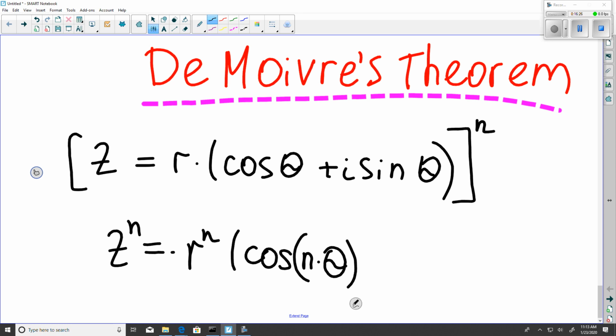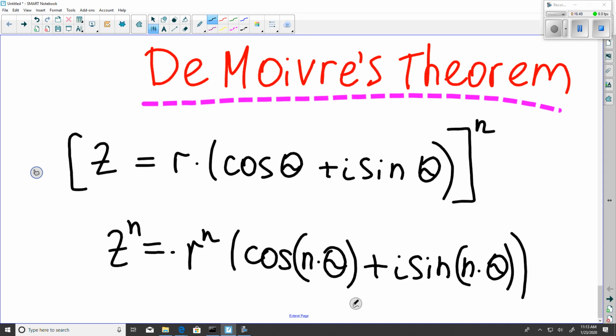Because it's actually very logical. When you multiply the numbers, you add theta 1 plus theta 2 plus theta 3 plus theta 4 and so forth. Well, there are n of them. So it will be cosine n times theta plus i sine n times theta. That's it. That's how to raise a complex number to the nth power.